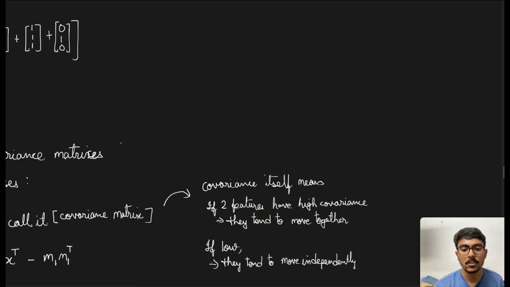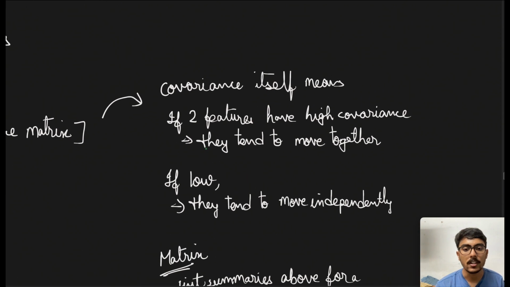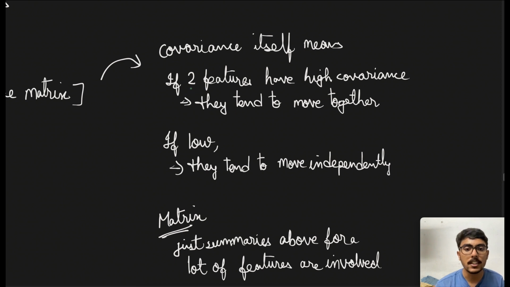So in this, what is written here is, let me zoom in a bit. Covariance itself means if two features have high covariance, they tend to move together. As I said, they have a good relation, so they will move together. And if it is low, they are not as dependent on each other, so they will move independently. We cannot trace the value of one with respect to another.